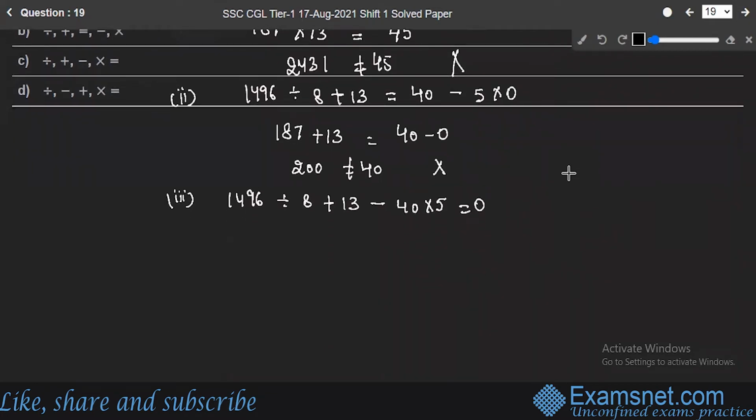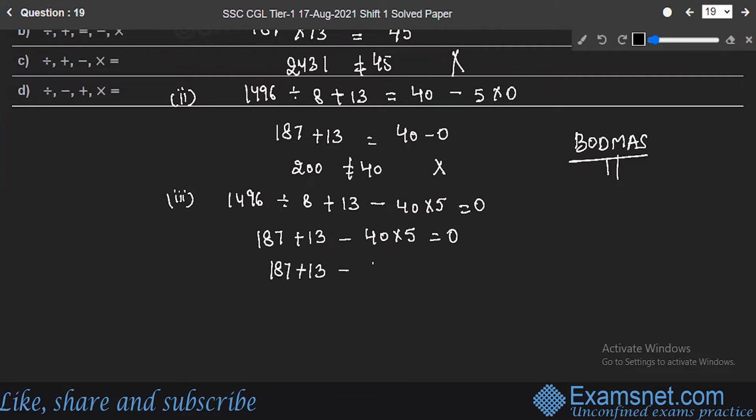So if I'm dividing 1496 by 8, I get 187 plus 13 minus 40 into 5. In all these questions, of course, we'll be following the BODMAS rule, which says that you have to first do the division, then the multiplication, then addition, and then subtraction. So this will become 187 plus 13 minus 200. Why? Because now we will be solving the multiplication.